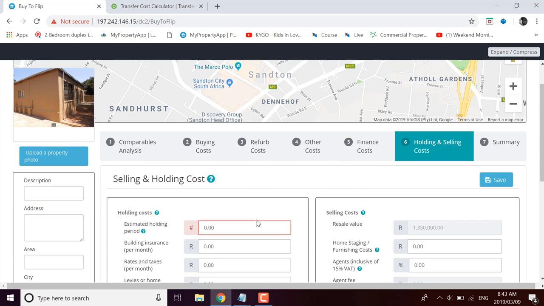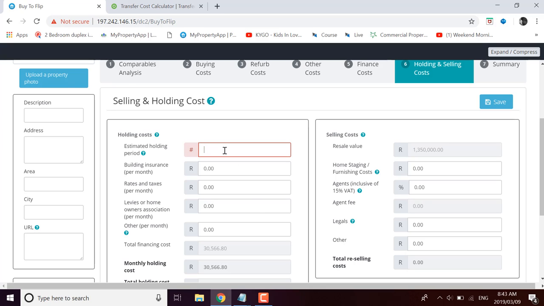Okay. Holding costs. Now you're going to have your holding period here. This is how long you anticipate to hold the property for. Let's say you're going to hold it for, I don't know, 6 months. Okay, monthly insurance you need to pay is 100 Rand. The rates and taxes is 250. It's in an estate, so 500 per month, and then 200 for electricity and water. Essentially what we're working out here is how much is it going to cost you to hold this property while you renovate and wait for it to sell.